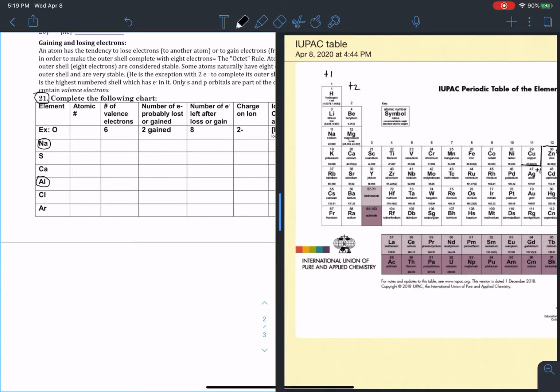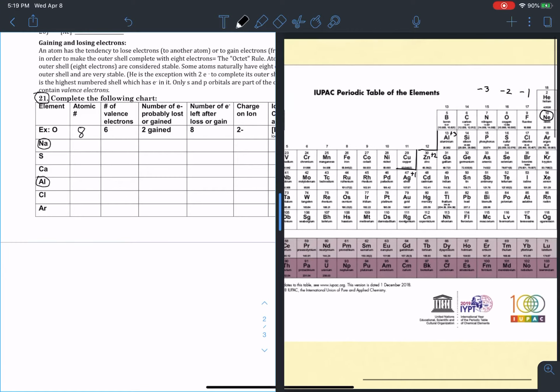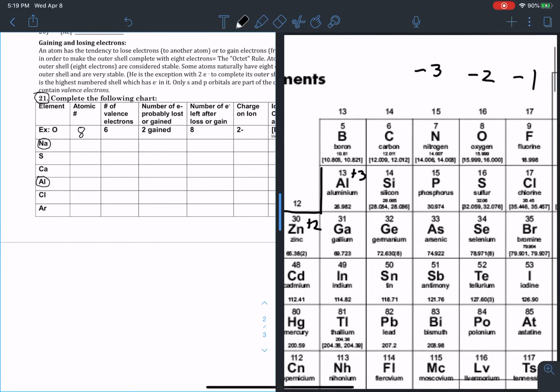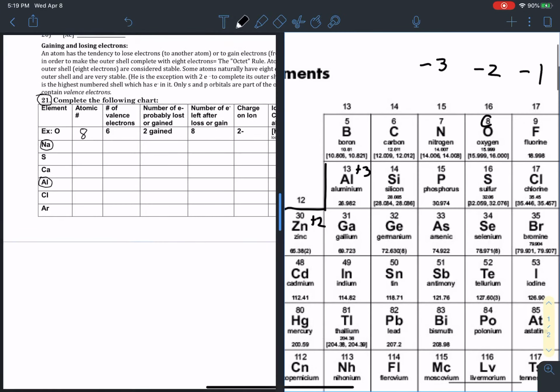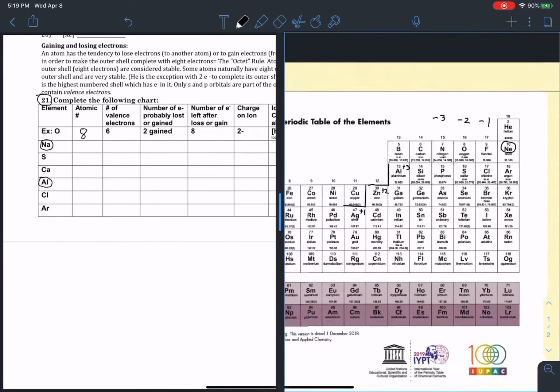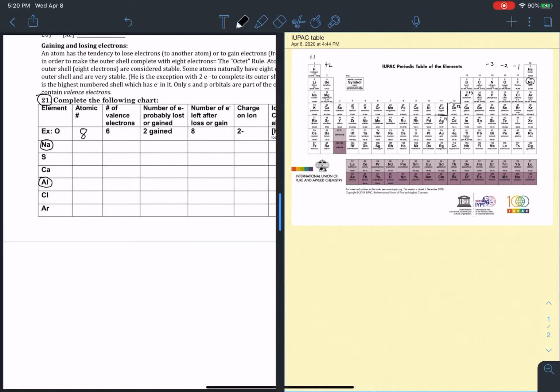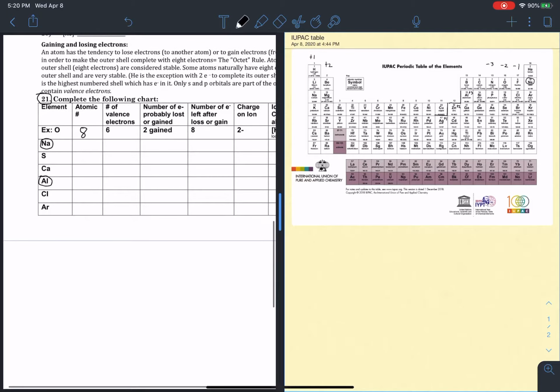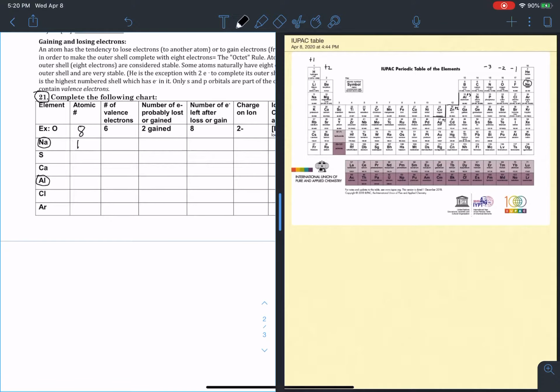I'll go ahead and write in this atomic number, because it's 8, you can see it right here. Boom. Now let's get started with sodium. The atomic number for sodium is going to be 11, and from what you guys can remember, that means there's going to be 11 electrons in there, but that's not what we're after.